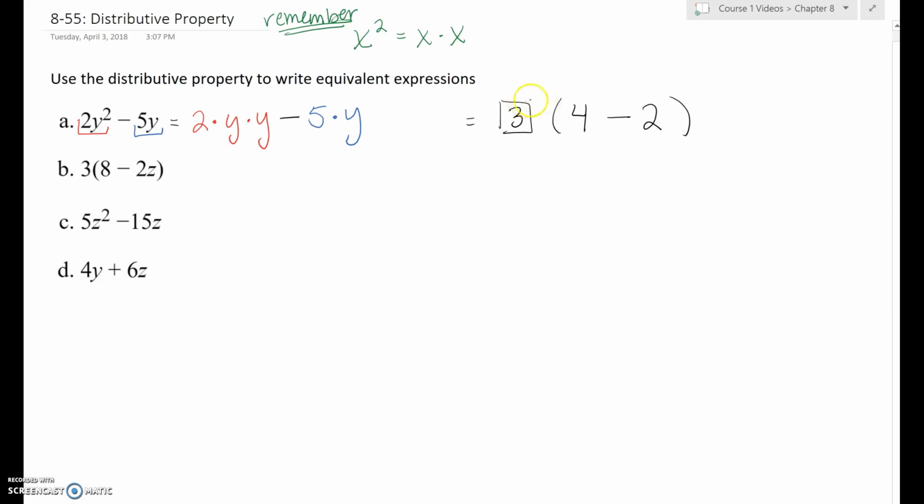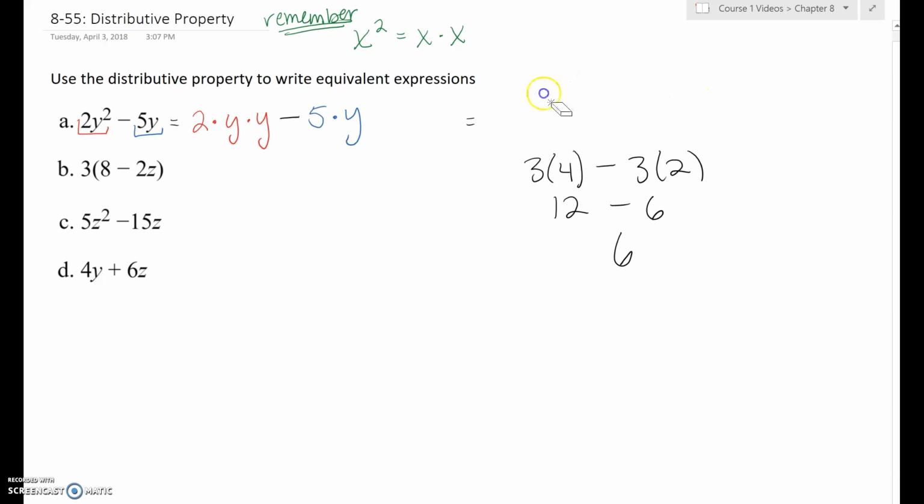What you can do is you can also take this term outside and say it's 3 multiplied by all of this. So we could have 3 times 4 minus 3 times 2. And 3 times 4 is 12. 3 times 2 is 6. And 12 minus 6 is 6. So that's what we got before. So that's what we're going to do. We're going to use the distributive property here.